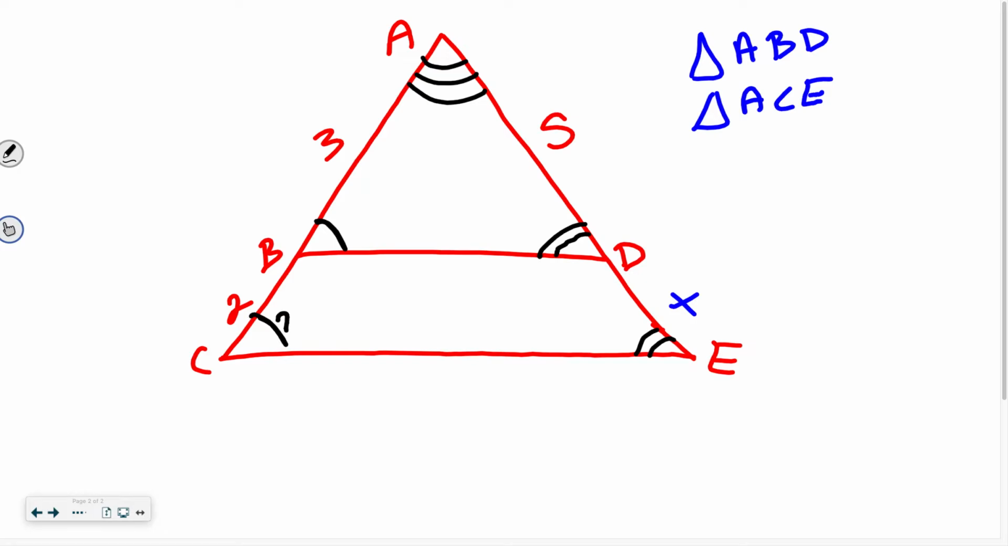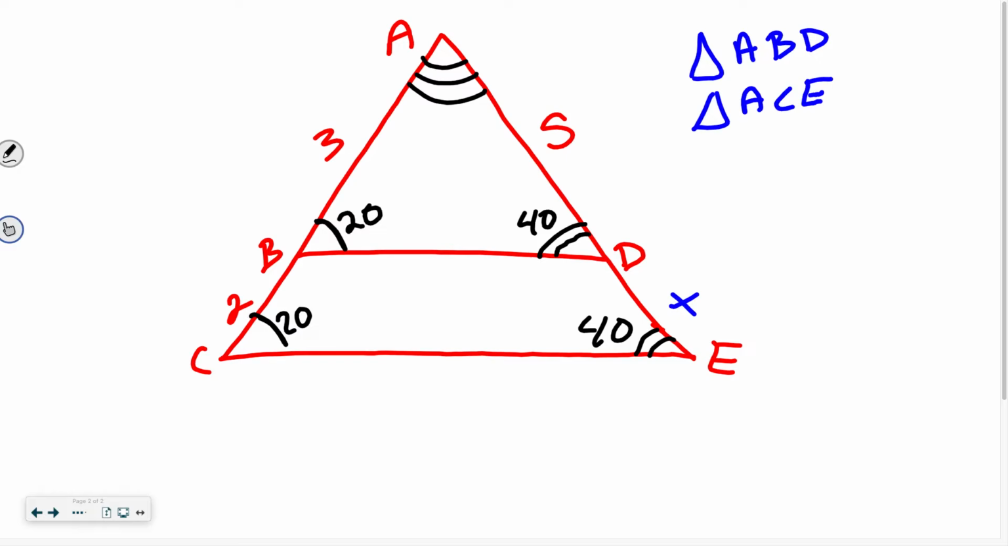So if this angle is 20 degrees, then this one is 20. If this angle is 40 degrees, then this one is 40. Okay? The angles do not change in a dilation. But in this case, we're asked to find the length of DE. So let's see if we can find the scale factor here.